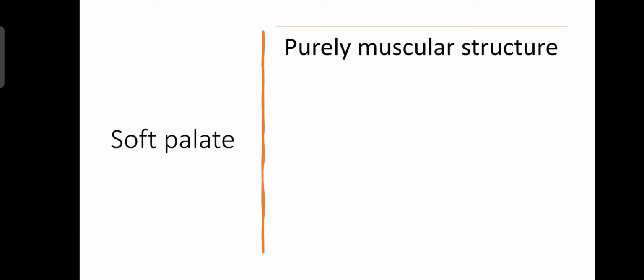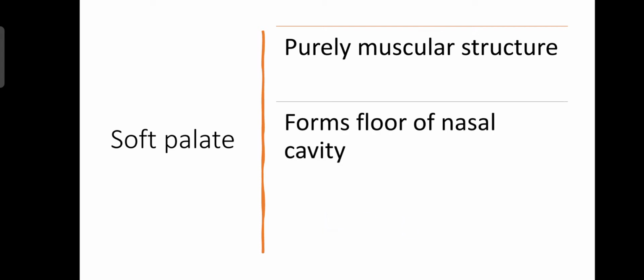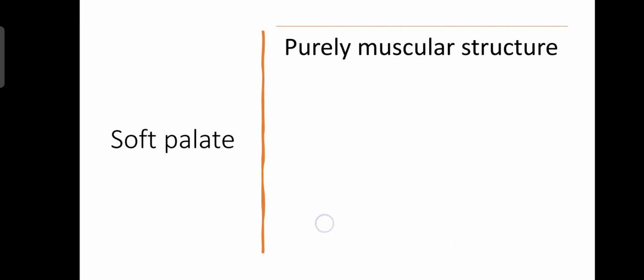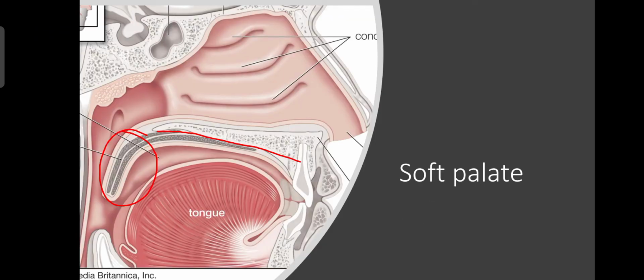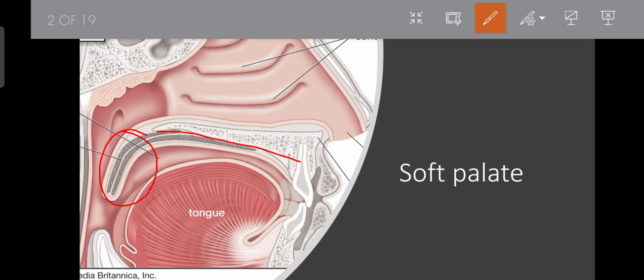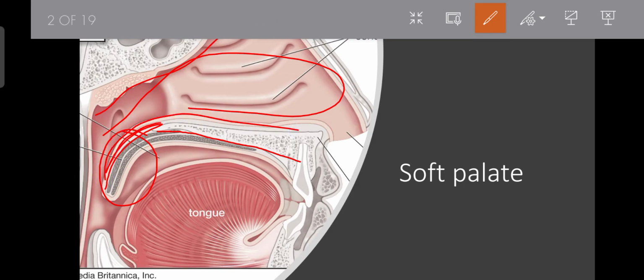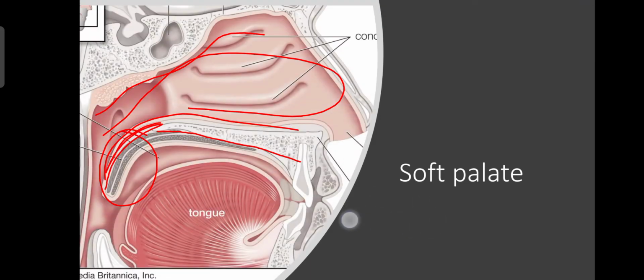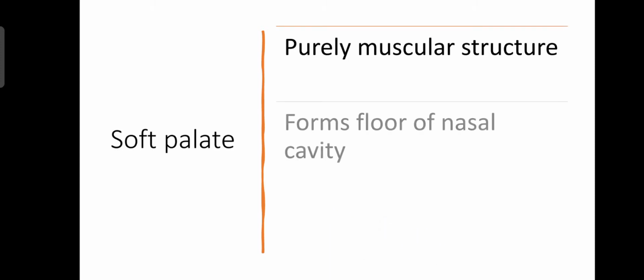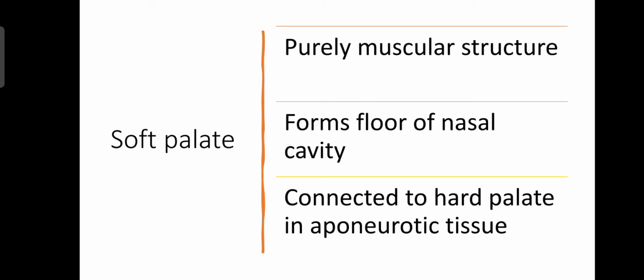So it's a purely muscular structure. It doesn't have any bony structures, and it forms the floor of the nasal cavity. Here we come back to the photo. Here we see the soft palate, and it forms the floor of the nasal cavity, which is here. This is the roof and this is the floor. It's connected to the hard palate, as we said, in the aponeurotic tissue called the palatine aponeurosis.